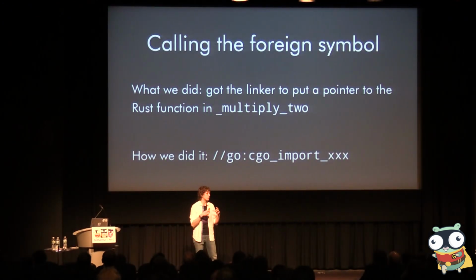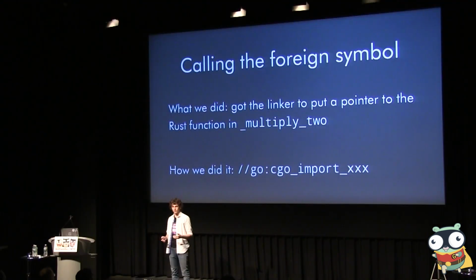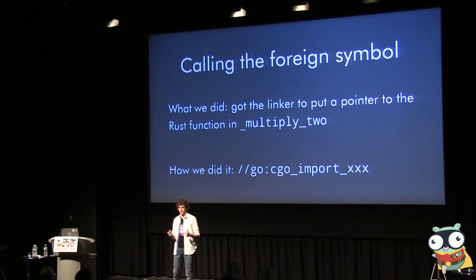What we did is that we got the linker to put the pointer to our Rust function in a Go variable, so that we can then jump using assembly into it. It won't do anything useful, but first we put the code together. Then we made a variable that points to our code in the foreign language. So far, so good? OK.